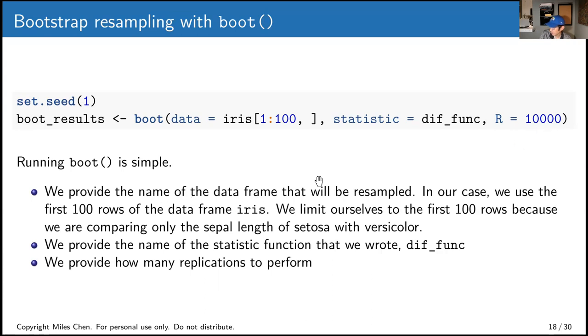So we provide the name of the data frame that we're going to resample. In our case, we're just using the first 100 rows. We provide the name of the function that's going to calculate the difference or whatever statistic it is that we're looking for. In this case, it's the difference function. And then we're going to say we want to perform 10,000 replications. So that's what we have going on.